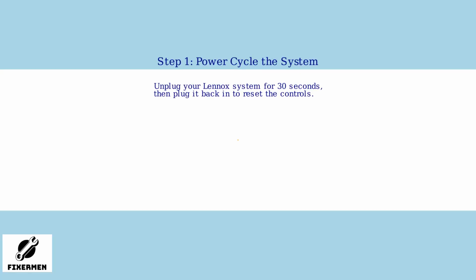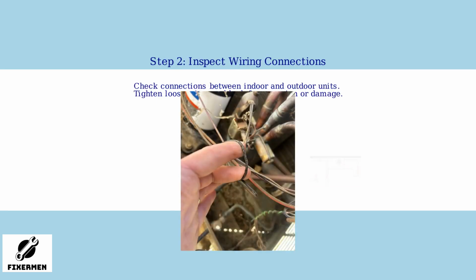Before calling a technician for your Lennox E1 error, try these initial DIY checks. First, power cycle your system by unplugging it for 30 seconds and then plugging it back in. This resets the control boards and can often clear communication timeouts. Next, carefully inspect and tighten all wiring connections between the indoor and outdoor units. Look closely for signs of corrosion, damage, or loose connections that could interrupt communication.